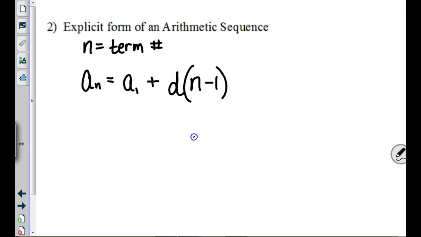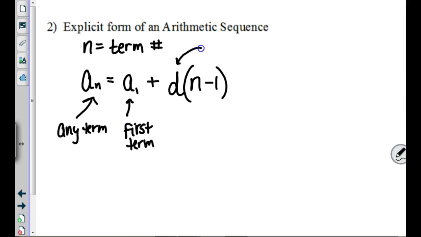So let's talk about what all those stand for. This is any term, like if it was a sub 7, it would mean the 7th term. The words for this are what? What's a sub 1 mean? First term. D is difference. I'm going to just write the common difference so you understand what we're talking about. And N is the term number, and then you subtract 1.